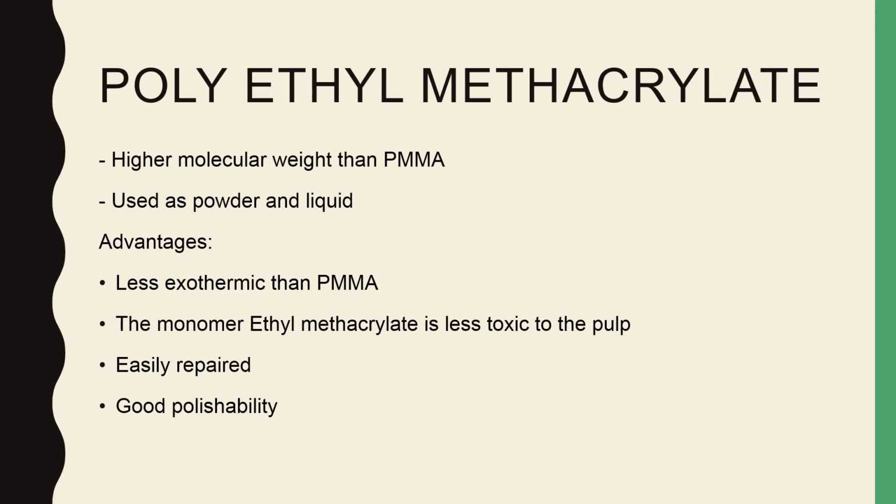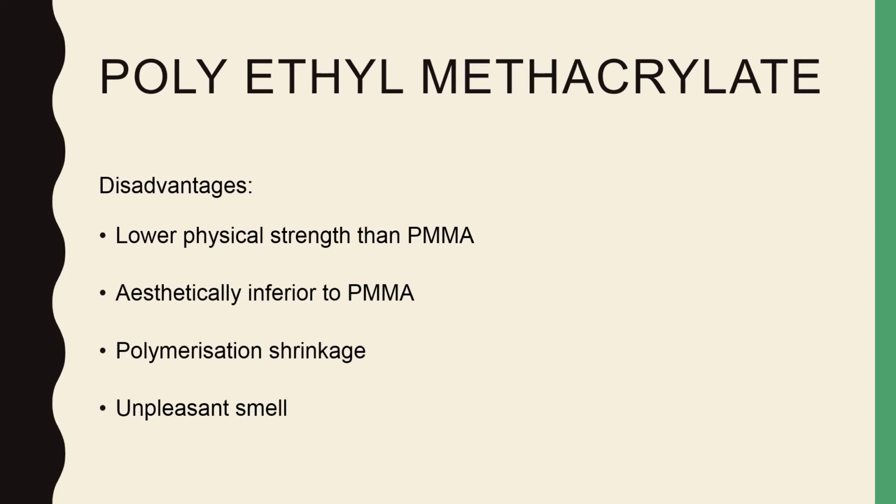The second material is polyethyl methacrylate. It has a higher molecular weight than the PMMA. It's also used as a powder and liquid, and has the advantages of having less exothermic reaction than the PMMA. The monomer ethyl methacrylate is less toxic to the pulp. It's easily repaired and has good polishability. While the disadvantages are: it has lower physical strength than the PMMA, and so it's used for single crown or short span bridges. The aesthetics are inferior to the PMMA. It still has polymerization shrinkage and has unpleasant smell.